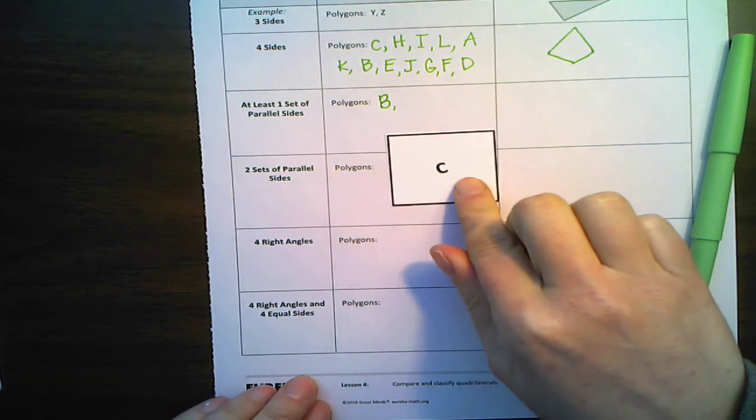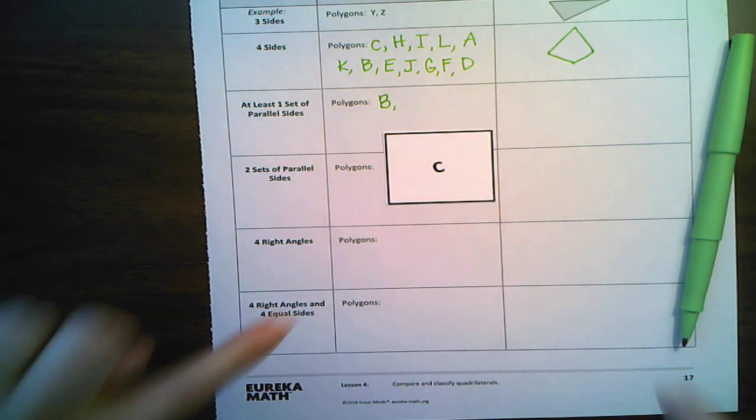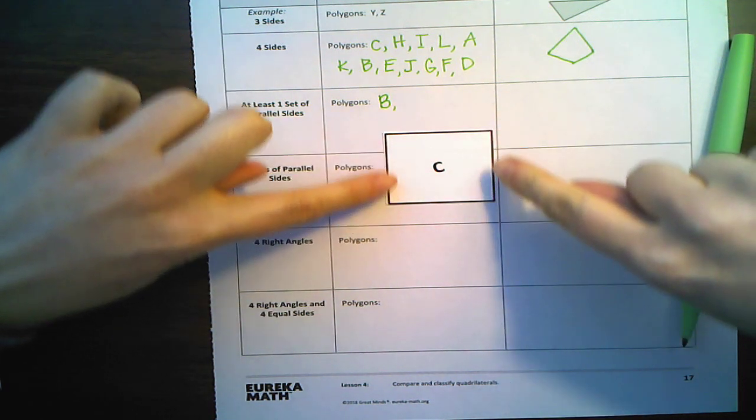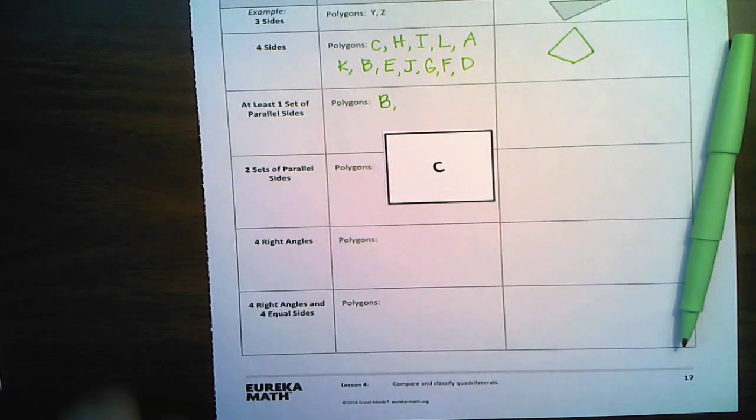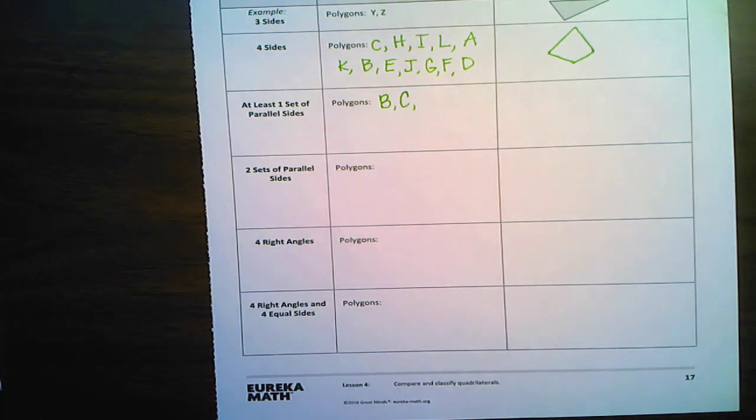Here we go. How many sets of parallel lines do we have here? These are parallel, right? If we continue these on forever, will they ever touch? No, ma'am. How about these? No, ma'am. This one actually has two sets, right? Well, so did B, but moving on.